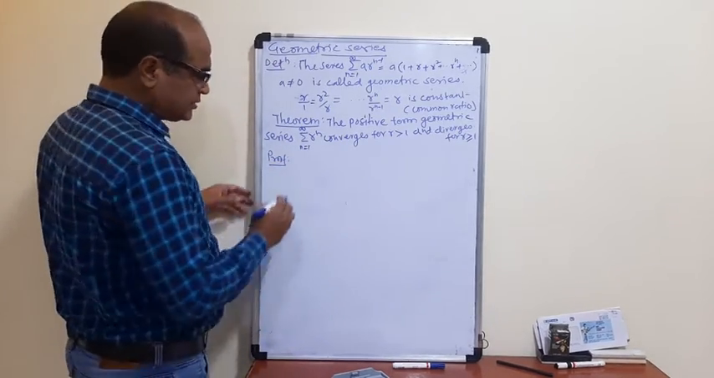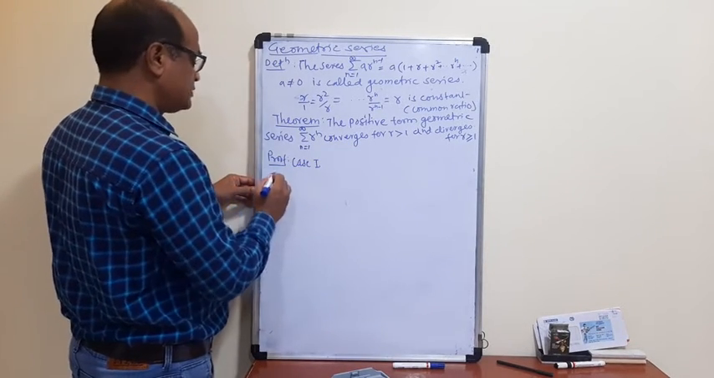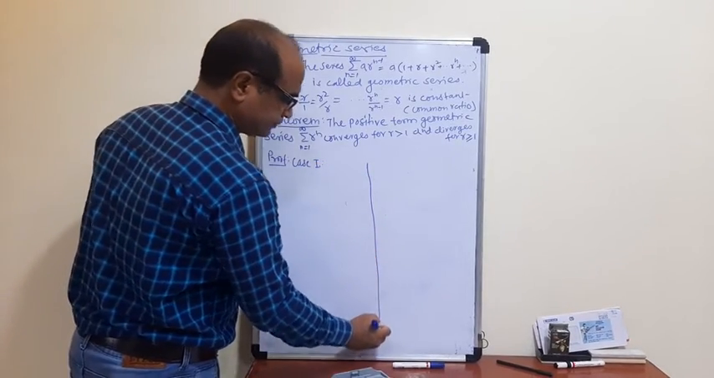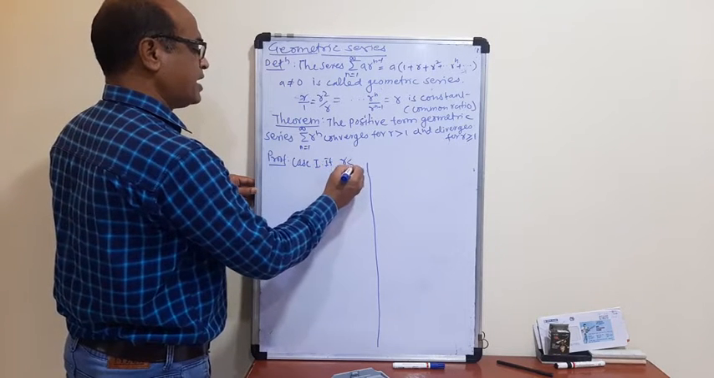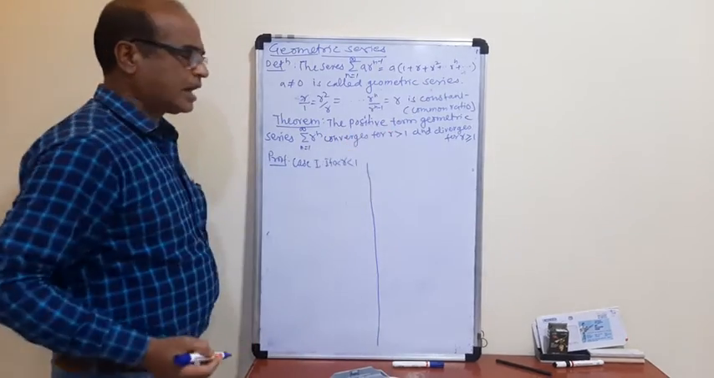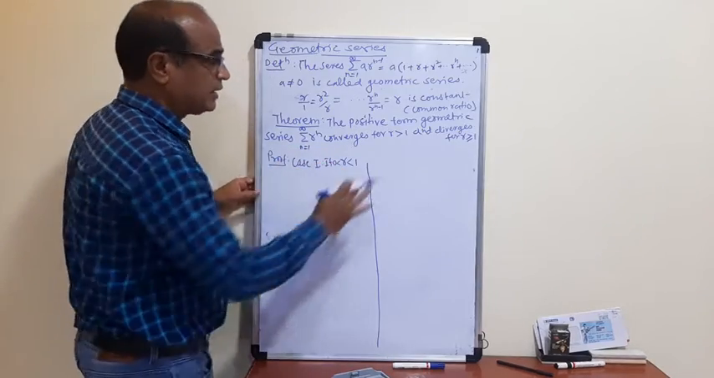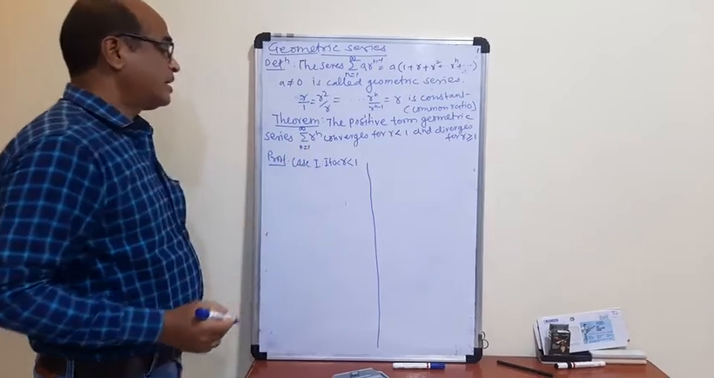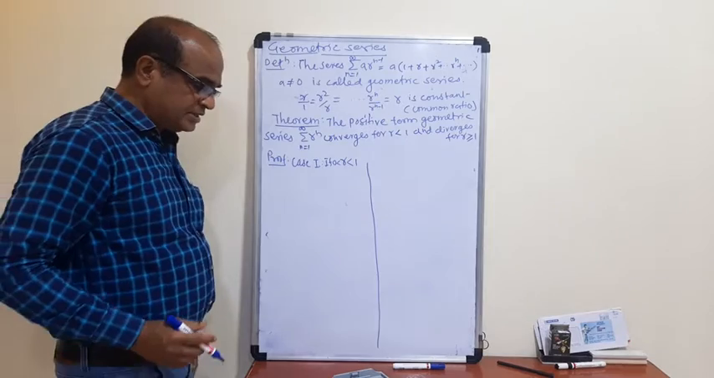Case 1. So what is case 1 here? If r is less than 1 and greater than 0. So first case, just a minute, r is less than 1 here. So we take this case. If r is less than 1, then what is the convergence of the geometric series?